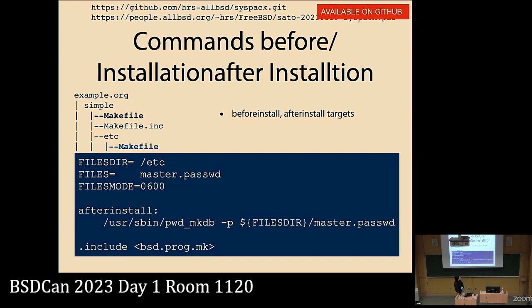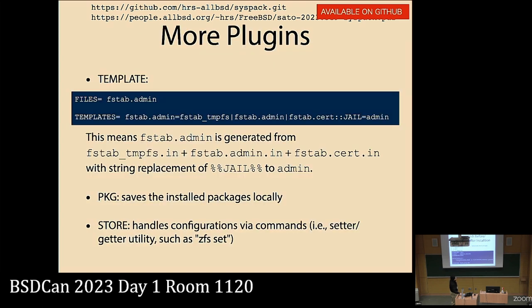And this is another target prepared in the original BSD macro set. It is not new in the Syspack, but you can define the after install target here. And these command lines will be executed just after the make install. So there are more plugins to support or make the preparation of the configuration file easier.